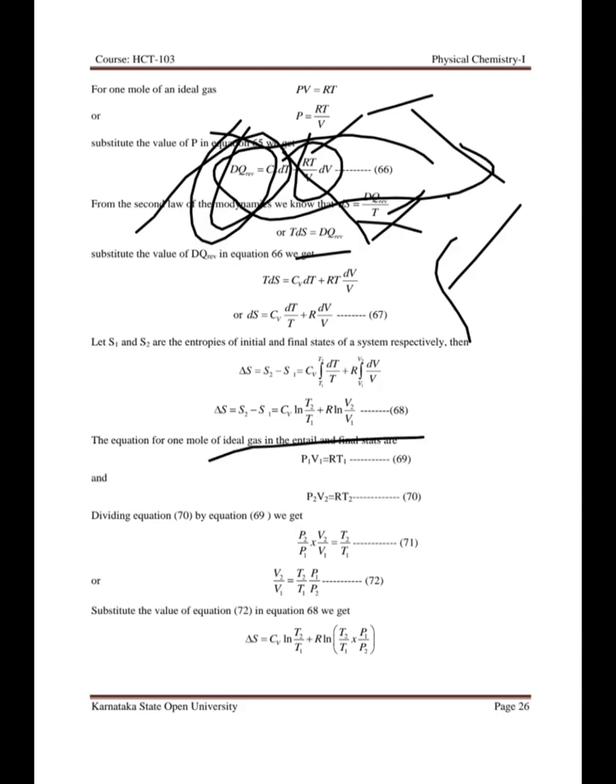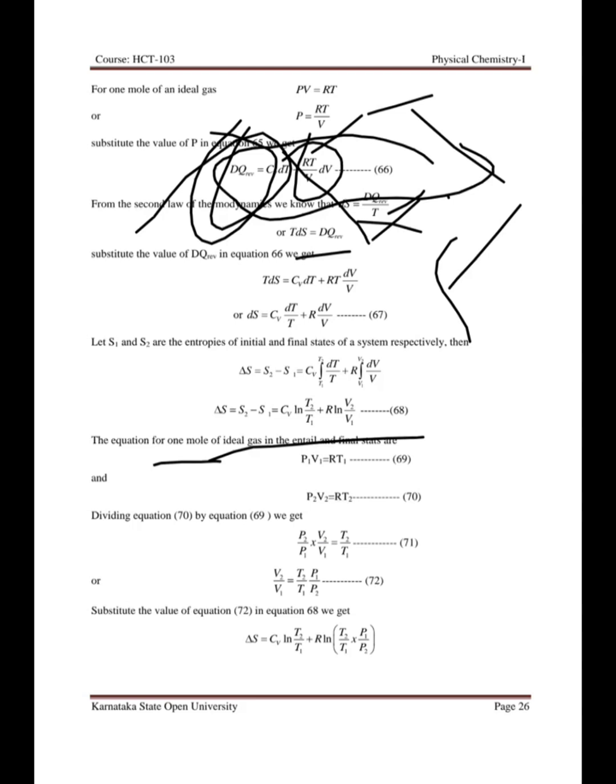That is equation 68. Further, the equation for 1 mole of ideal gas, for the initial and final states: P1 V1 is equal to RT1. So for 1 mole of ideal gas, PV is equal to RT.